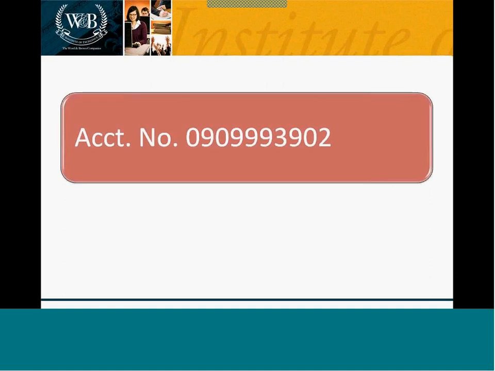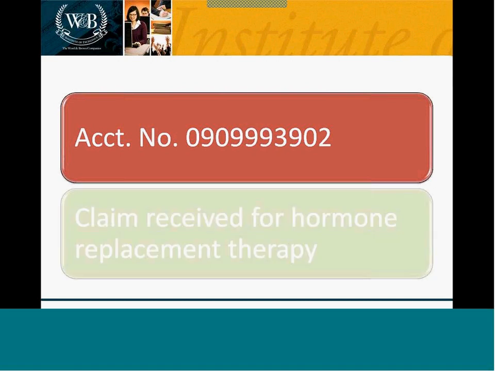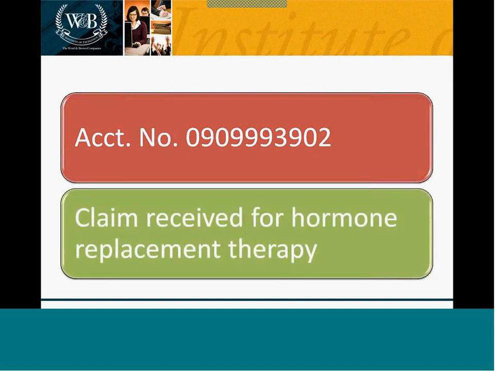Now this one, I've got an account number. What does that do for me? Identifier. It's to identify somebody, that's right. What do I have now? PHI. Correct. Claim received for hormone replacement therapy pertains to this account number. That means now I've got an identifier and health information that I can attach to it. So it is protected.